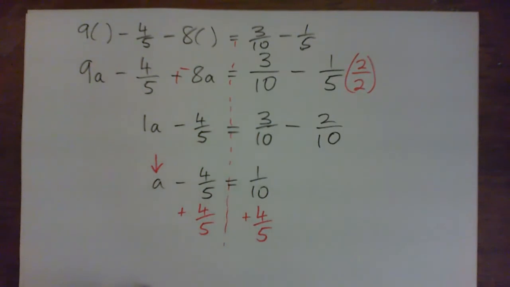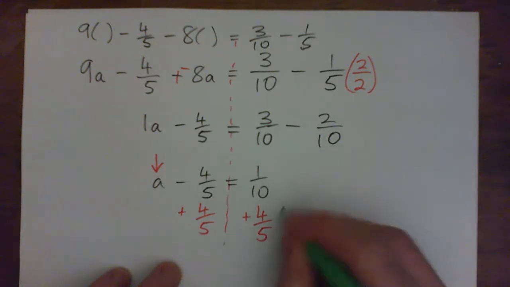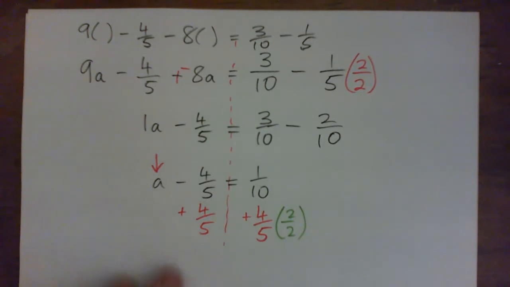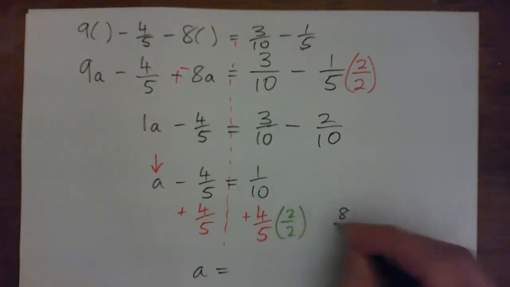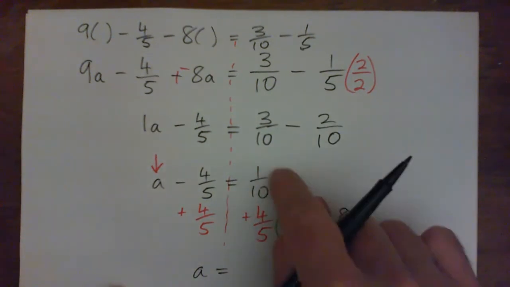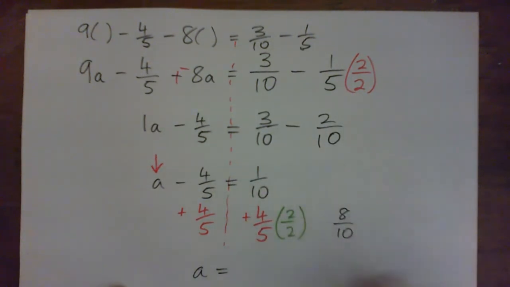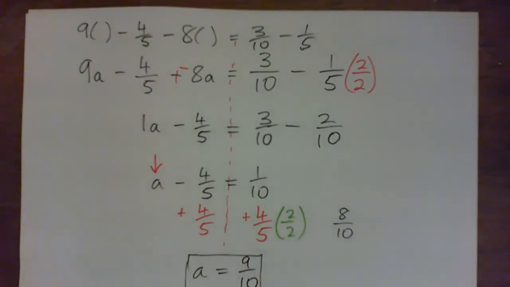Again, I want to keep my denominators the same. If I'm adding fractions, the bottoms have to be the same. So again, we turn the fifths into tenths. Multiply by 2 over 2, right? So now we have a equals 1/10 plus, 4 times 2 is 8, and 5 times 2 is 10, so 8/10. 1/10 plus 8/10 is 9/10. So the answer is a equals 9/10, right?